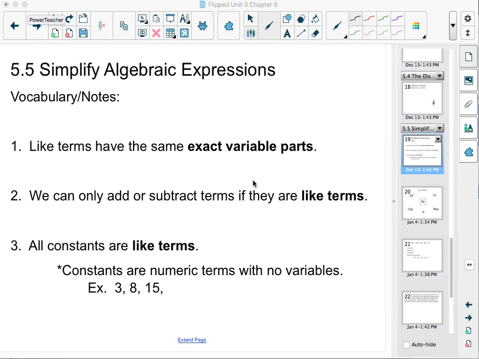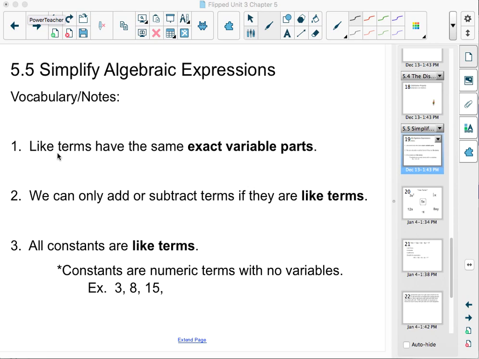Today we are going to do Chapter 5, Lesson 5. This is called Simplify Algebraic Expressions. You really want to pay attention to the notes and the vocabulary that we talk about today because we are going to play a game to practice what you learned tomorrow in class. So, first thing, here are your notes.